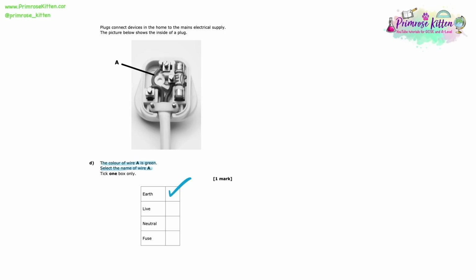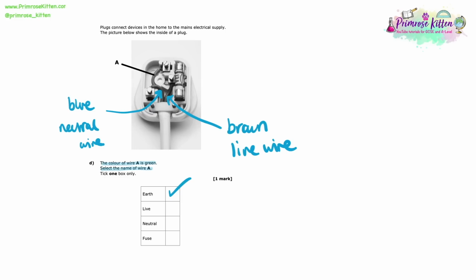Now if we were thinking about the rest as well, just for good revision, we should recognise that the live wire is going to be brown in colour. And the live wire is actually connected here right next to this fuse. So this is going to be a brown live wire. We should also recognise that the neutral wire will be this wire just here, and that is going to be blue in colour, and that is our neutral wire. The fuse is this little part here, and that is for safety. Okay, so if the current gets too high, that fuse will blow.